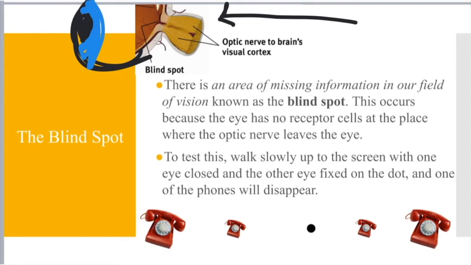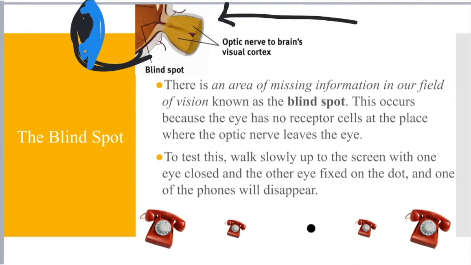Most of you, in your driver's ed, you have to look over your shoulder, check your rear view, check your side mirror, check over your shoulder, you have to do it like 8,000 times to be aware of the blind spot that a car provides. Our eyes also have that. There's an area of missing information in our field of vision known as the blind spot, and this occurs because the eye has no receptor cells at that place where the optic nerve reaches the eye.